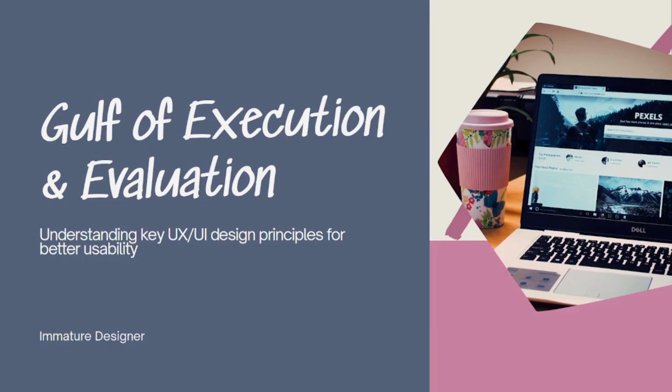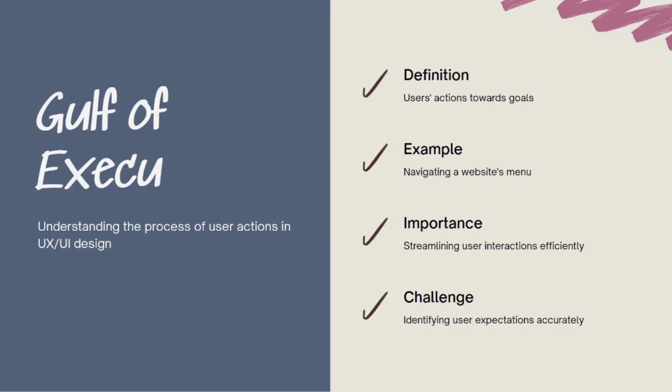So starting with gulf of execution. What is gulf of execution? Gulf of execution is understanding the process of user actions in the design. Will the user be able to understand how to accomplish a task by just seeing your design? For example, just by seeing your website screen, will the user be able to understand where the menu option for signing in or checkout or whatever different multiple options is? Will the user be able to identify that?